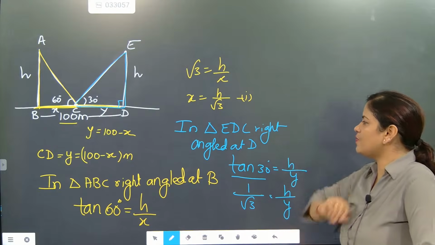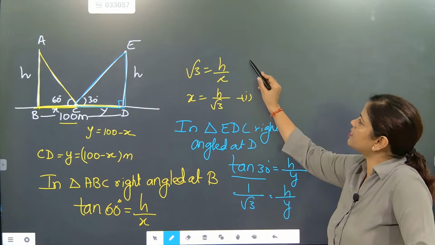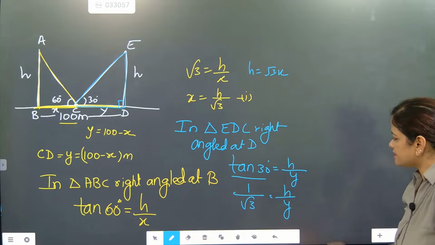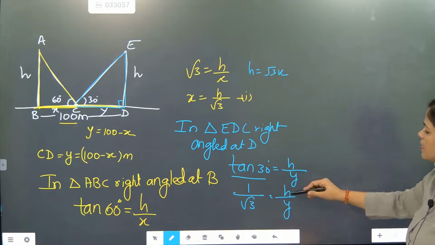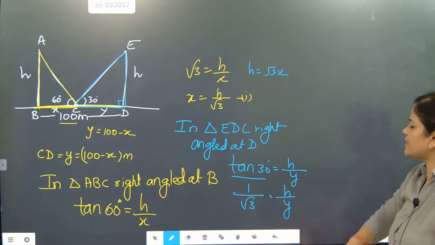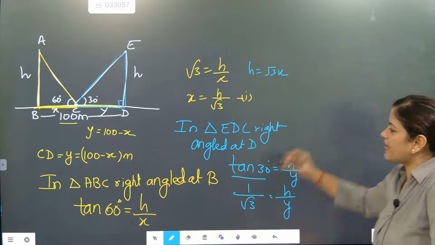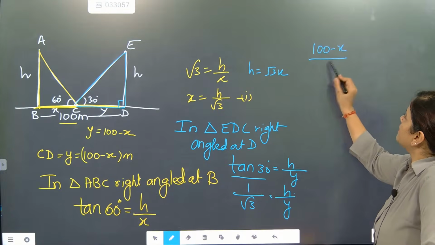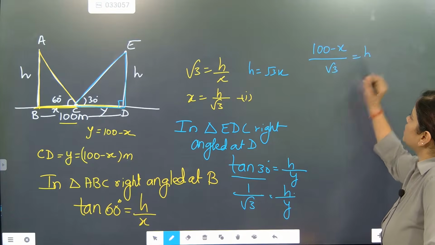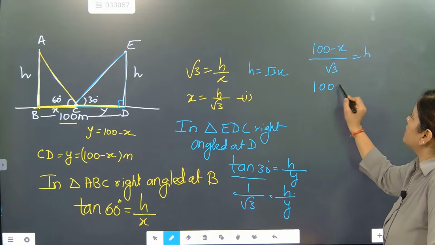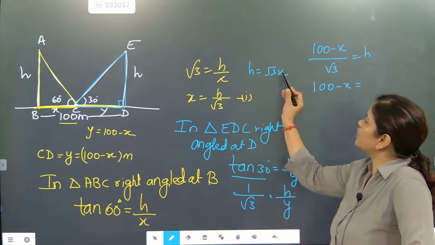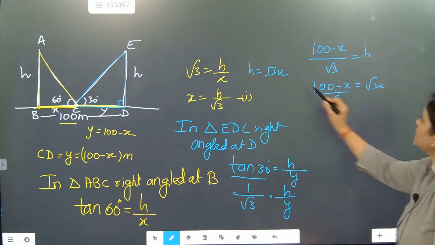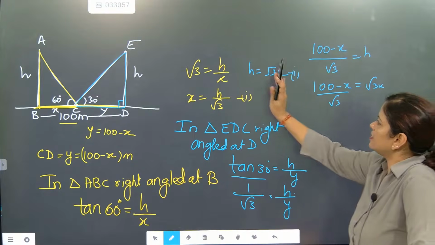Now here what we are going to do is, check here, x is equal to h by root 3. So h is equal to what? h will be equal to root 3 x. Correct. Now y is 100 minus x, so 100 minus x by root 3 is equal to h. Now look here, beta. Here h is already root 3 x, which we take as equation 1.